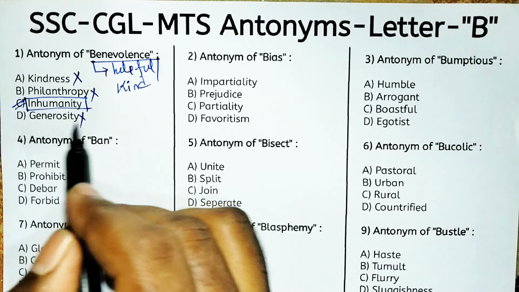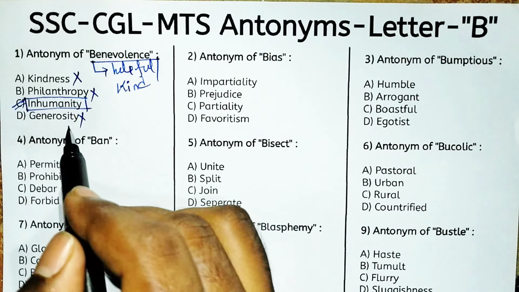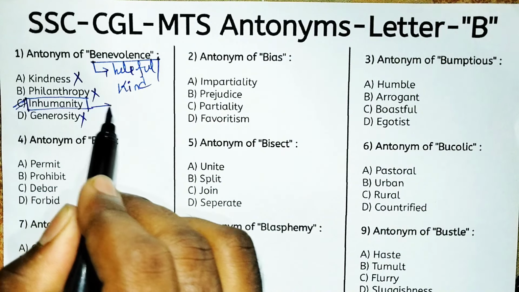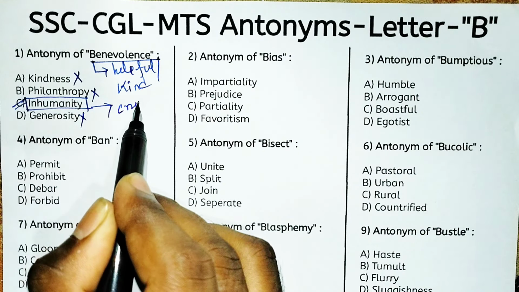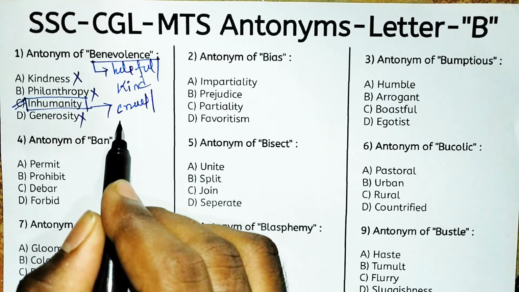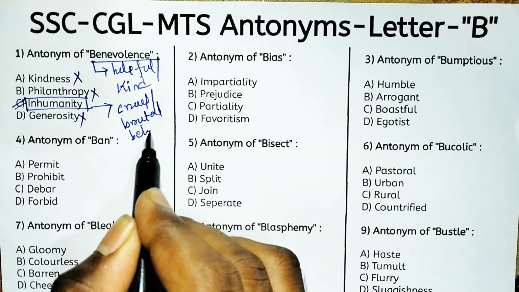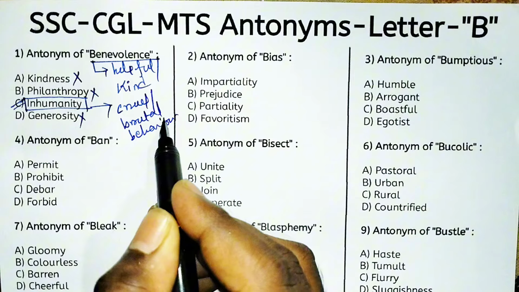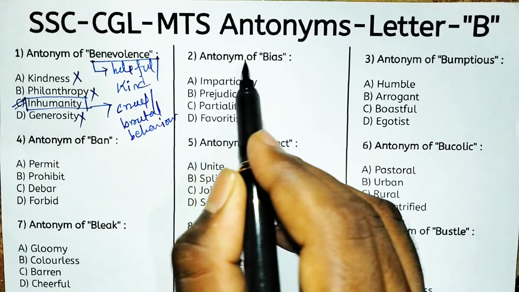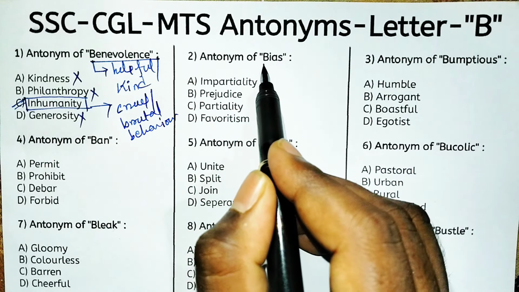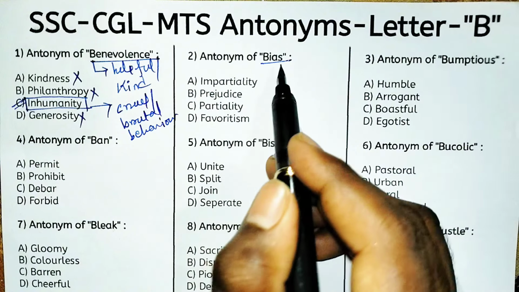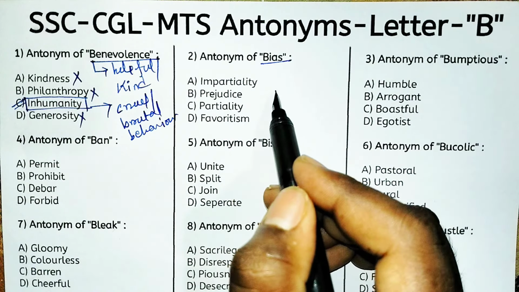Inhumanity means cruel, or you can say brutal behavior. Next, antonym of bias. So look, bias means one kind of partiality.